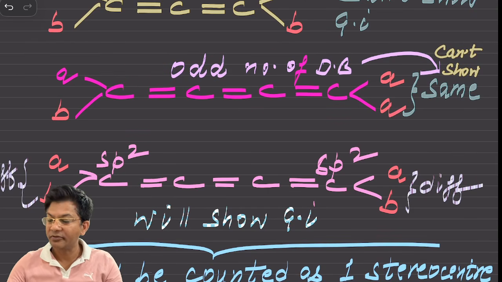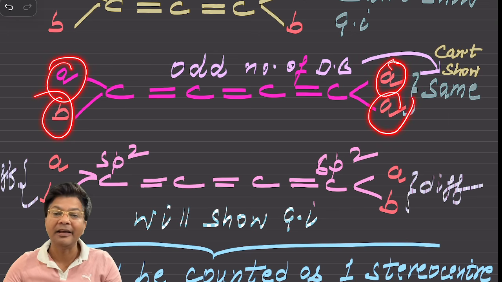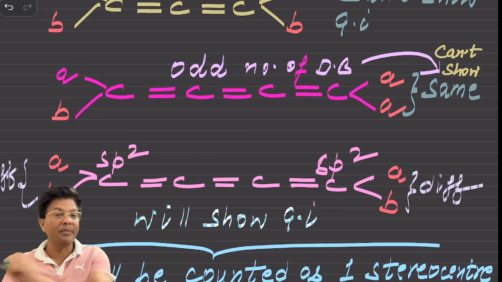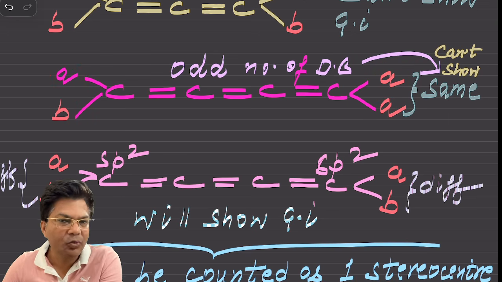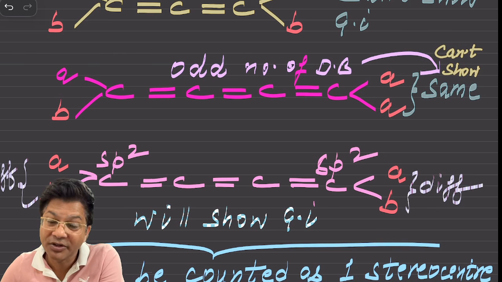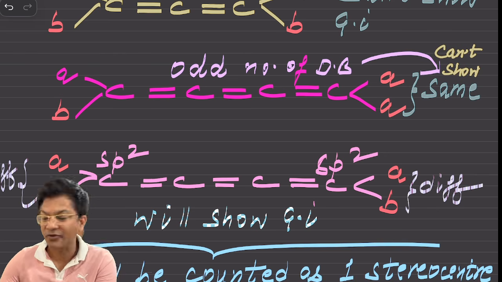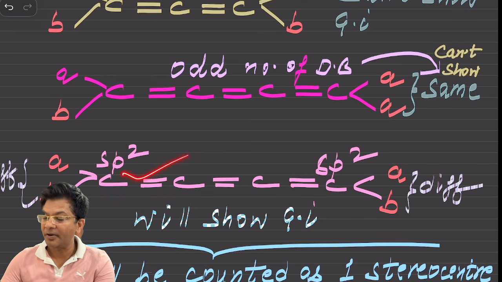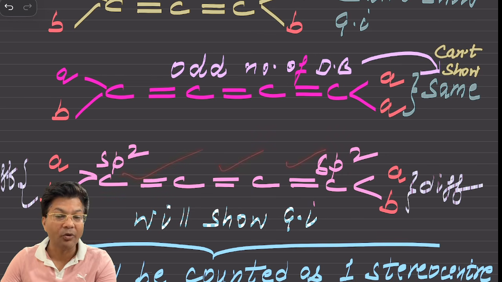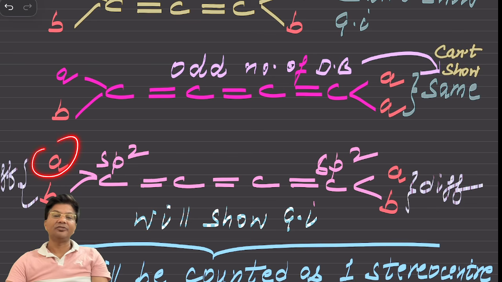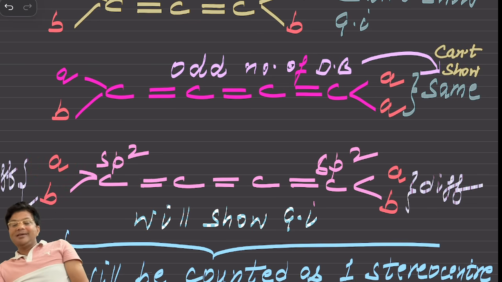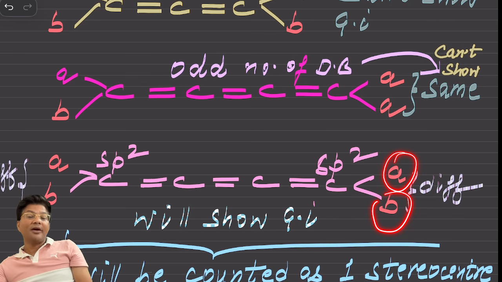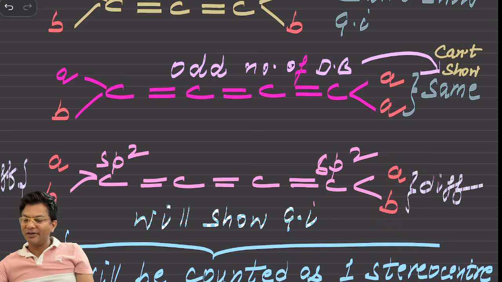Why? Because if this is A, this is B, but here the A and A are the same. Remember that an sp2 hybridized carbon must be attached to different atoms or groups. That was the first condition, my dear students. Now if you see the second one, the number of pi bonds, 1, 2, 3, is odd. And this is A, this is A, this is B, this is A, this is B, they are different, so it will show GI.